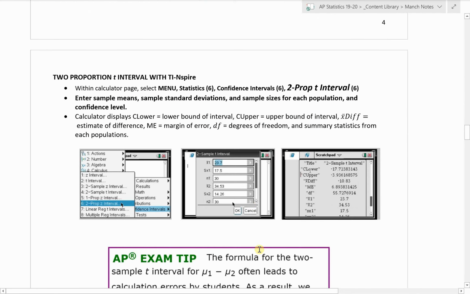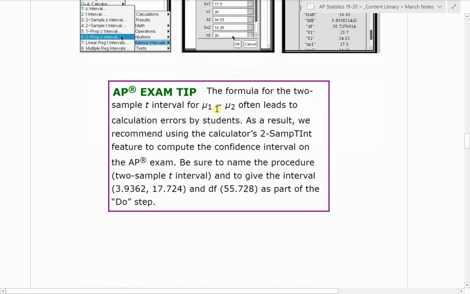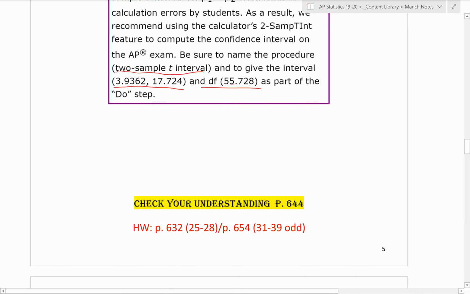The next page in our notes is just walking through how to do that in the calculator. So we already just walked through that. Making sure that when we use the calculator, we identify the procedure by name. We specifically give the interval, and we indicate the degrees of freedom. Those are our key things that we need to make sure we indicate. So that's kind of wrapping up our first half of this section.